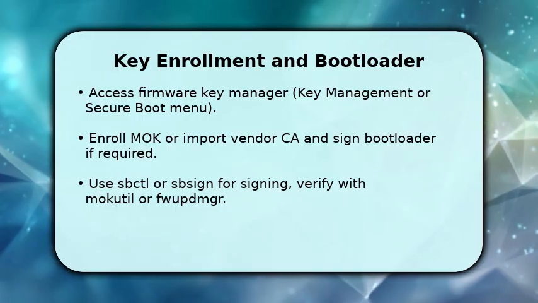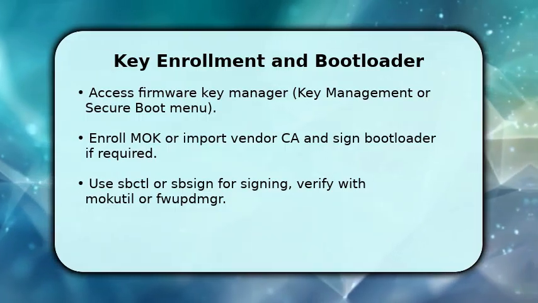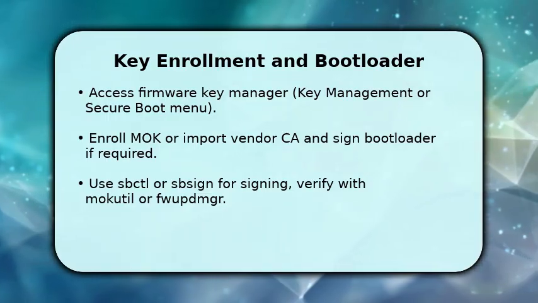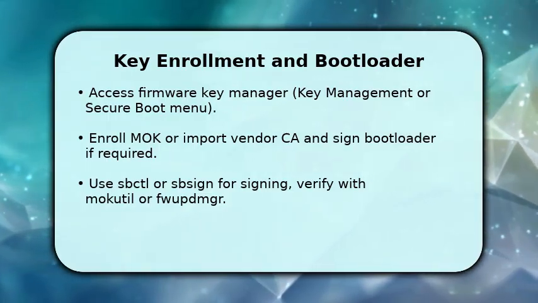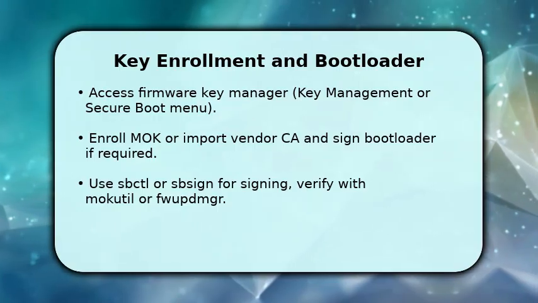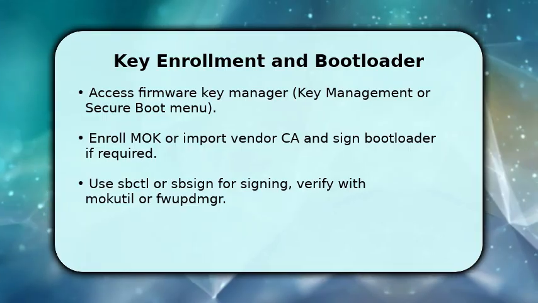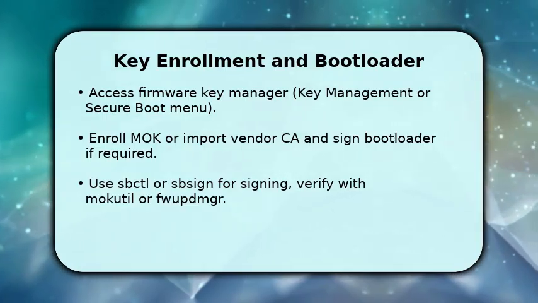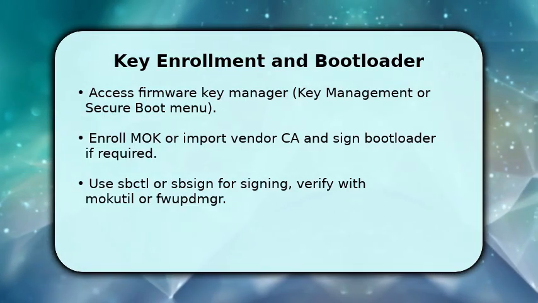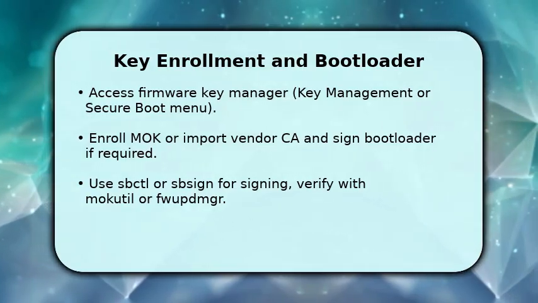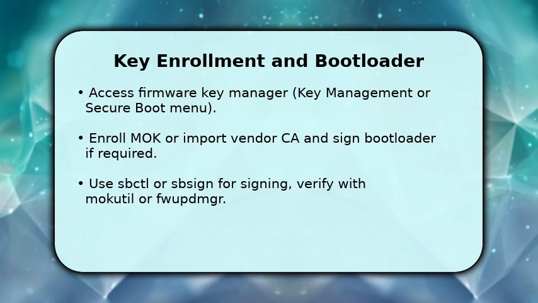This is the core action that lets signed code run. If your distro uses Machine Owner Key, MOK, generate and enroll it with mokutil, or import the vendor CA into the firmware if supported. When you must sign a bootloader, use sbsign or sbctl to produce properly signed binaries, then verify signatures using mokutil or fwupd so you catch errors early. Take your time here, because a single wrong key will block the boot process.